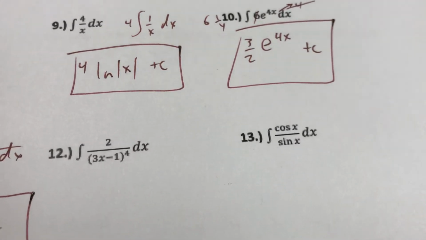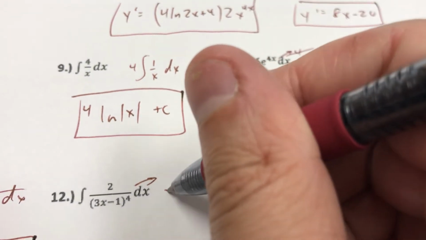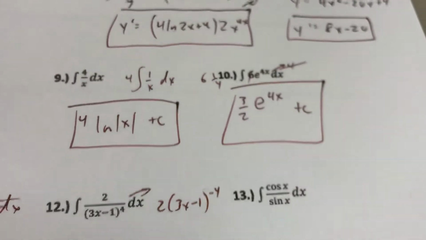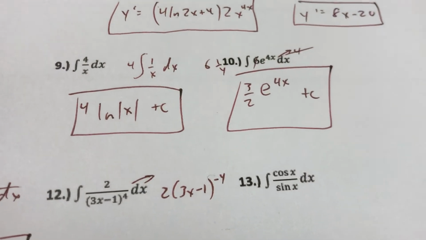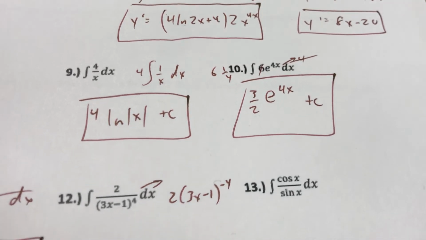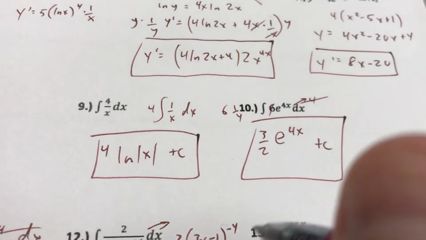Okay, be careful. Looks like a reciprocal function. It's not. That's a negative power. This is 2 times 3x minus 1 to the negative 4th power, okay? We're not going to get a 0 exponent. This isn't a natural log. Don't get thrown off by that. This is just a chain rule and power rule problem. So I would probably pull out the 2.